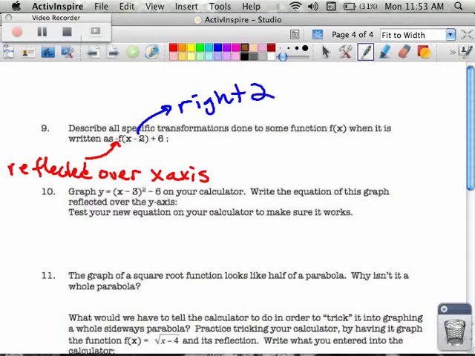And then last, I have this +6 on the outside, which means I went up 6. So whatever the original graph was, I don't even know what it was, but I flipped it over the x-axis, and then I moved it to the right 2, and then I went up 6. I don't even know what the original graph was.